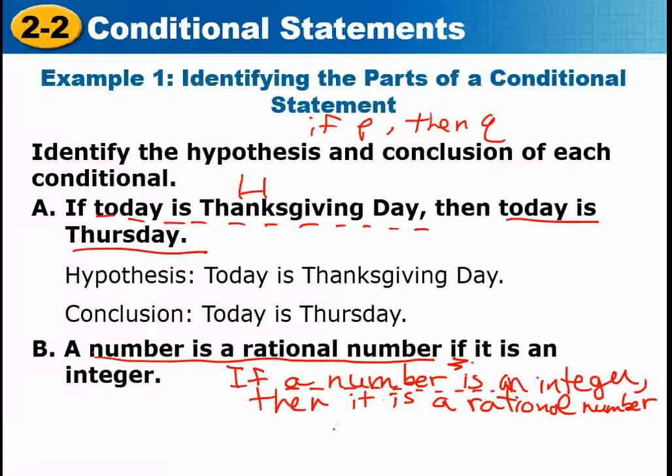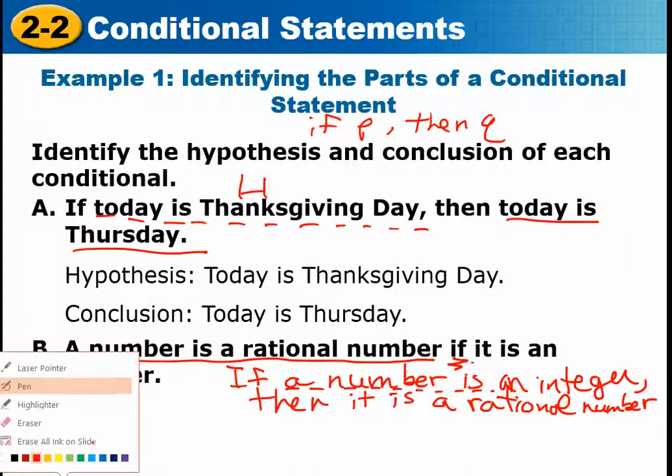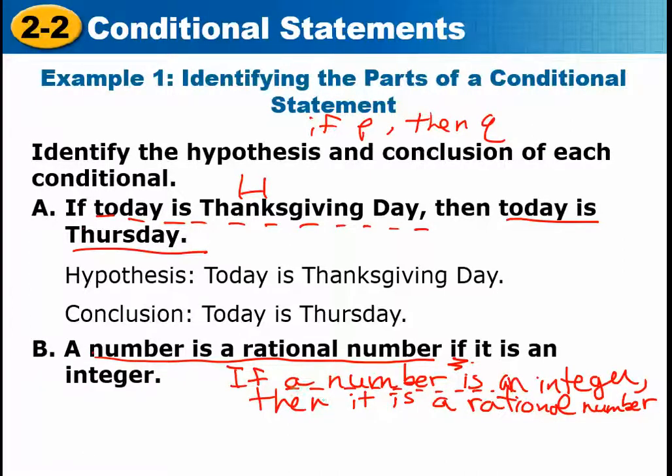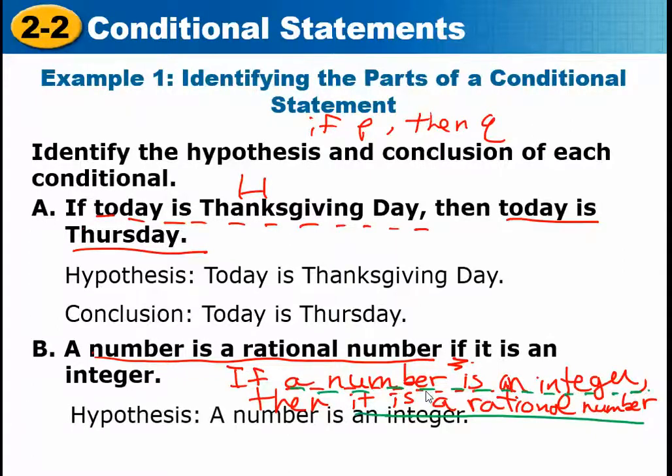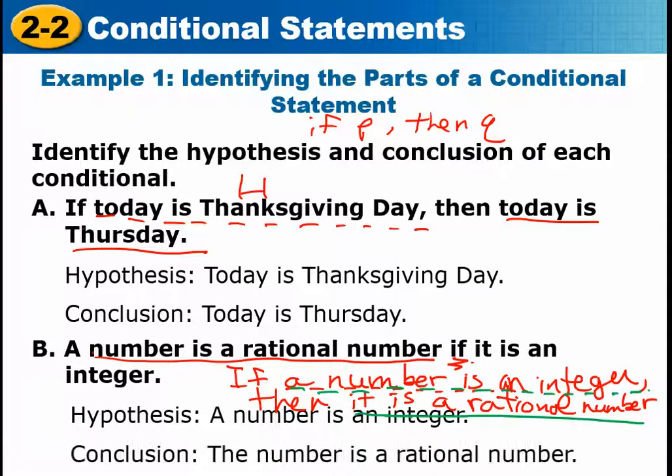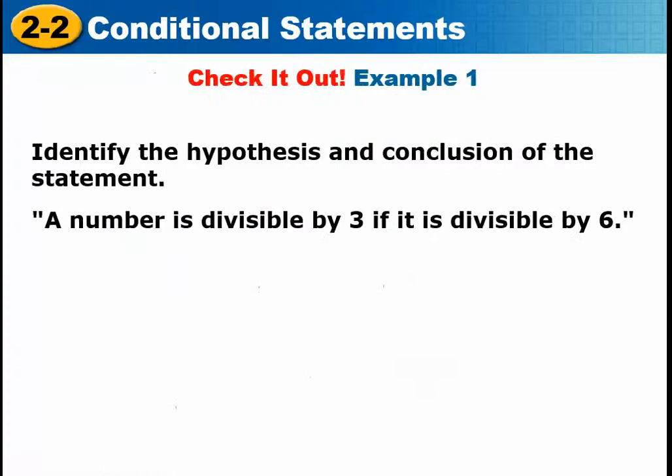if, I'm going to get a different color. I'm going to do the hypothesis in green dashed line here so you can see it. And the conclusion is it is a rational number. So we've got our hypothesis, we've got our conclusion, and that's what we needed.